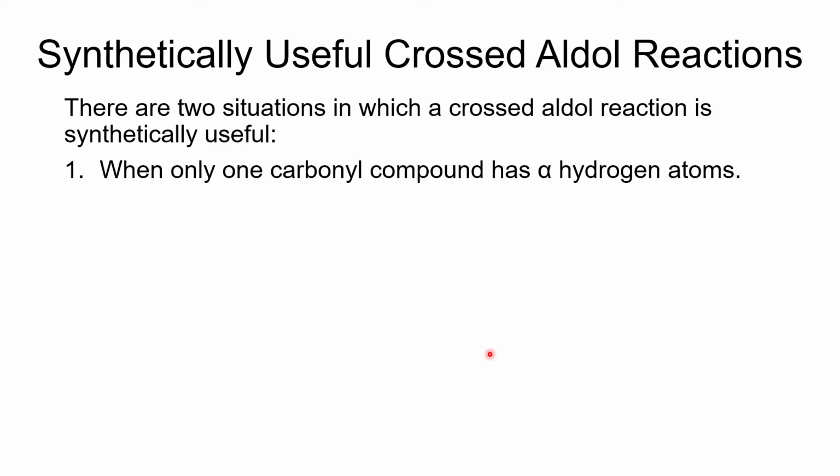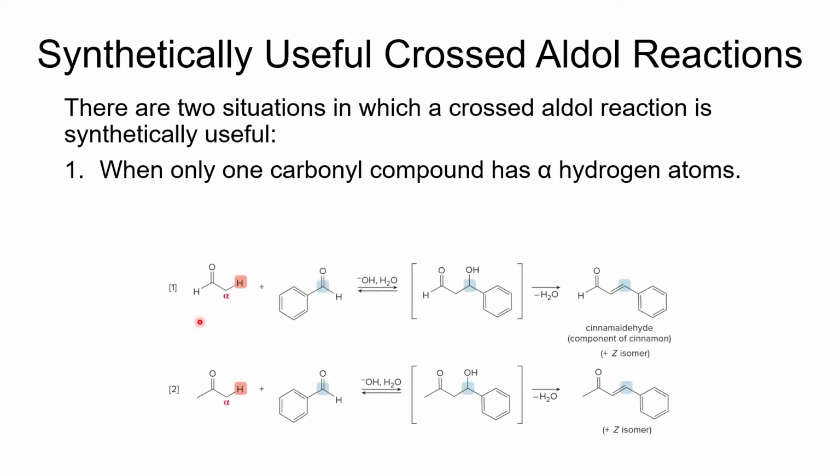So two situations. One situation is when only one carbonyl compound has alpha hydrogens. And you can do that with compounds like this. So here we have acetaldehyde and benzaldehyde. The acetaldehyde has alpha hydrogens, but benzaldehyde doesn't because the carbon that's adjacent to the carbonyl is an aromatic ring. It's an sp2 carbon. It doesn't have any alpha hydrogens on it. So we can't deprotonate this one. That means that when we do deprotonate the aldehyde, it will react with our benzaldehyde, and that's the only reaction that we can get.